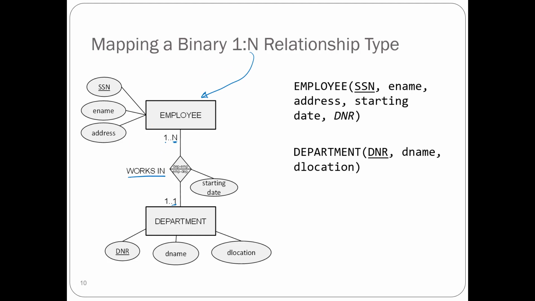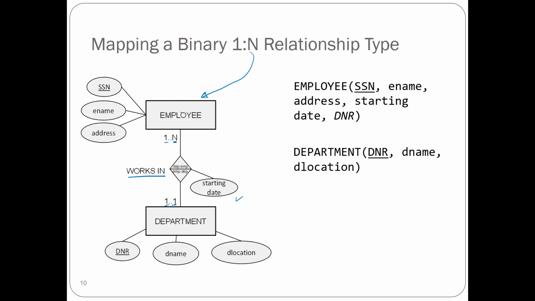And the minimum cardinality here is 1 on both the sides. And this relationship has the attribute type, which is starting date. If an employee is working in a department, then yeah, we would have a date from which the employee started working in that department. Good.